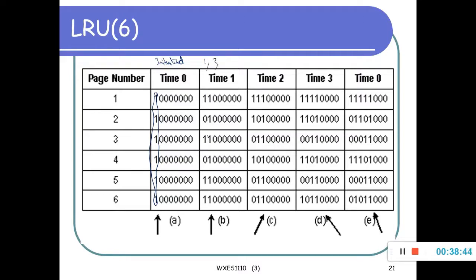Okay, so this one you can see pages 1, 3, 5 and 6 are referenced, while page 2 and page 4 are not referenced. So pages 2 and 4 are not referenced, so they remain 0, and the 1 shifts to the right. All these page number bits on the leftmost will shift to the right. Those that are referenced, the leftmost bit will change to 1.